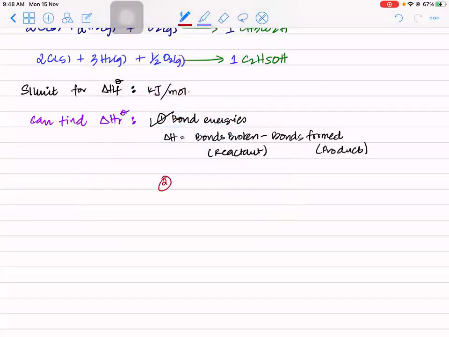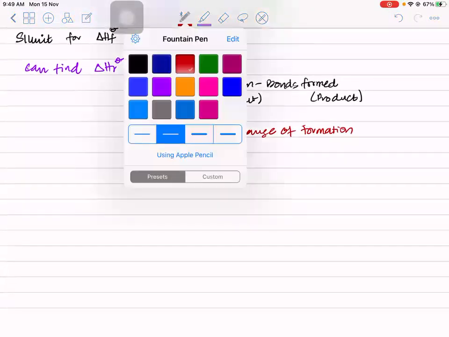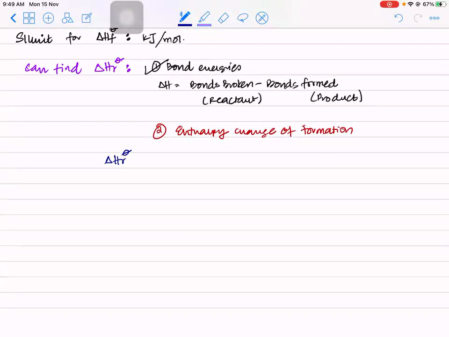The other way is using enthalpy change of formation. So you can use enthalpy change of formation to find the delta H. And let's see how. So delta H can be found using enthalpy change of formation as enthalpy change of formation of products minus enthalpy change of formation of reactants. That's how we can find delta H. Clear? Using enthalpy change of formation. Now let's take an example.